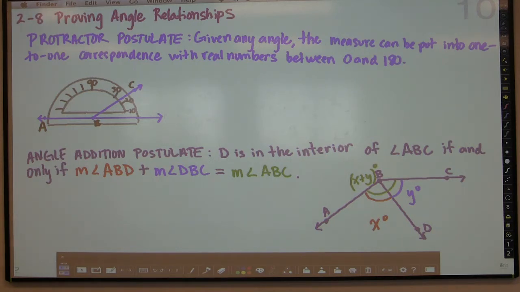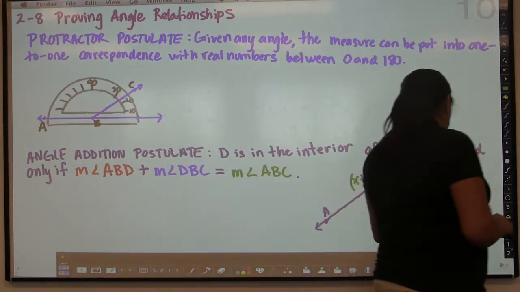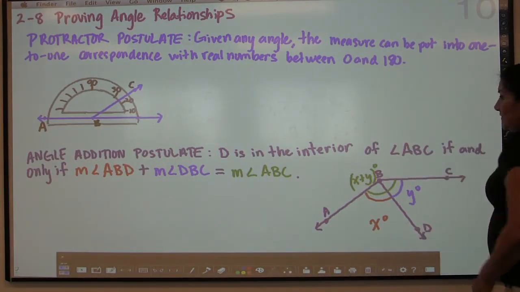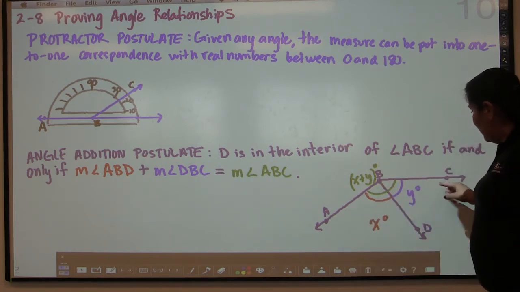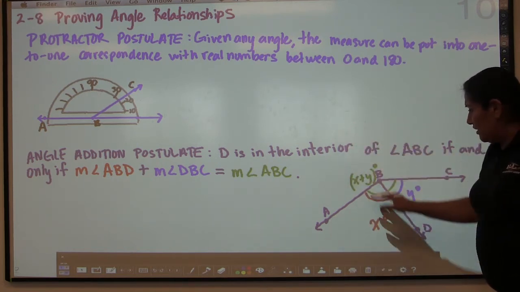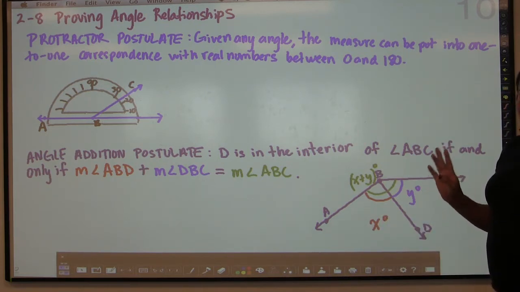That's kind of the same idea with the angle addition postulate, although because it's an angle, some students do have a harder time visualizing it, so I hope that my diagram makes sense. But here it goes. Point D is right over here. D is in the interior, so inside of angle ABC. So here's angle ABC, and D's on the inside. D's not out here somewhere, it's on the inside of the angle.